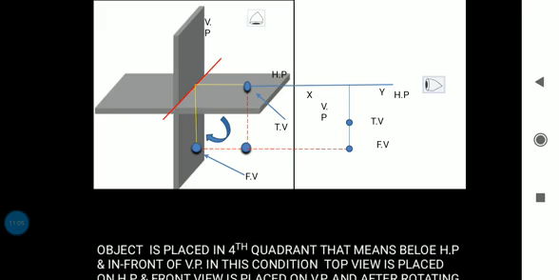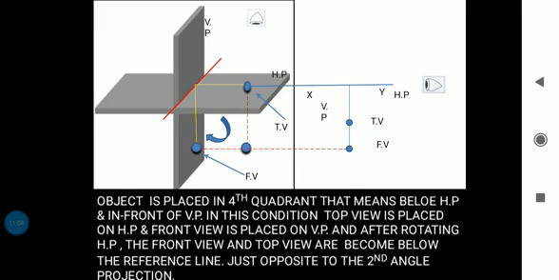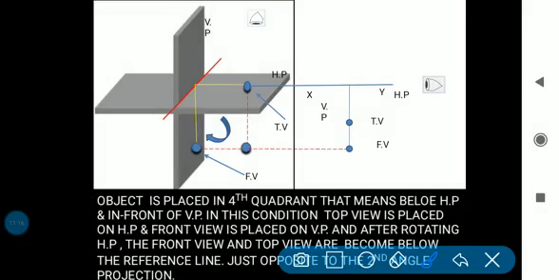In fourth angle projection, the object is placed in the fourth coordinate, that means below the horizontal plane and in front of the vertical plane. The observer sees the object from the front side and gets the front view on the vertical plane. When the observer sees the object from the top side, they get the top view on the horizontal plane. After rotating the horizontal plane by an angle of 90 degrees, finally we get the projection of the object.